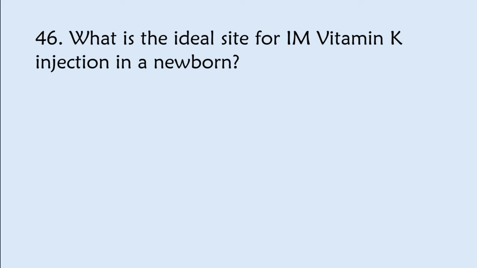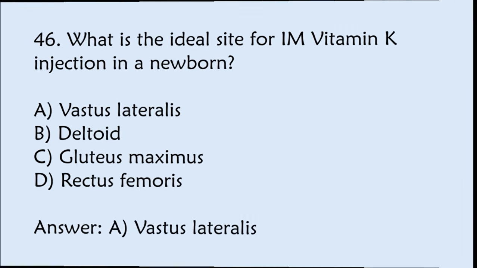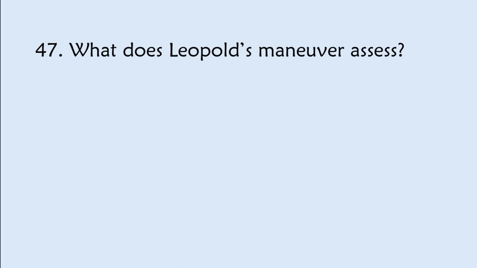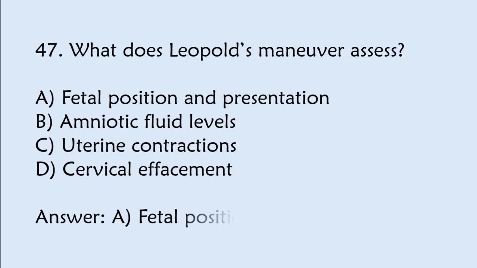What is the ideal site for IM vitamin K injection in a newborn? Vastus lateralis, deltoid, gluteus maximus, rectus femoris. Correct answer is option A, vastus lateralis. What does Leopold's maneuver assess? Fetal position and presentation, amniotic fluid levels, uterine contractions, cervical effacement. Correct answer is option A, fetal position and presentation.